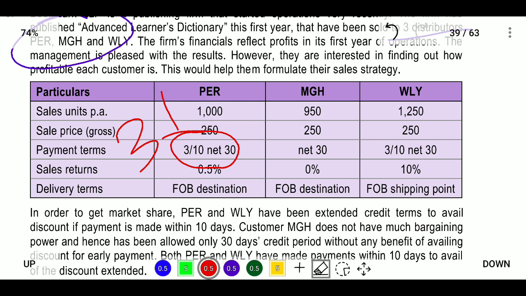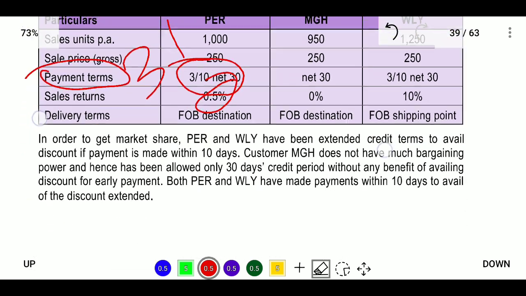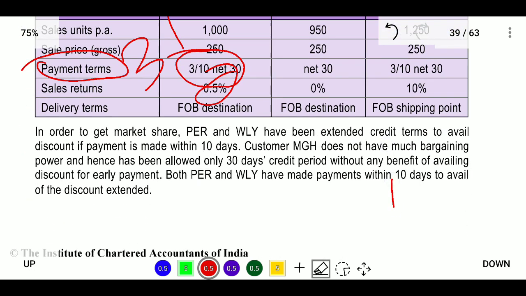Next, sales return was 0.5 from sale price. We will deduct that amount. So 250 into 1000, that is 250,000, will be the sales value, and from that we deduct the sales return to get the net sales. From that net sales we will deduct the cash discount, which is the payment terms discount, and then we will get the final net proceeds.